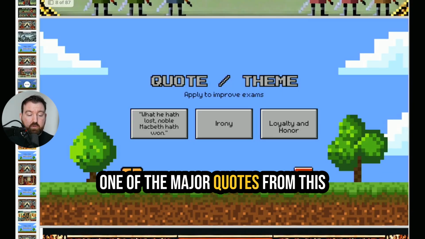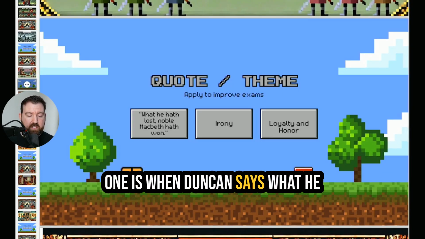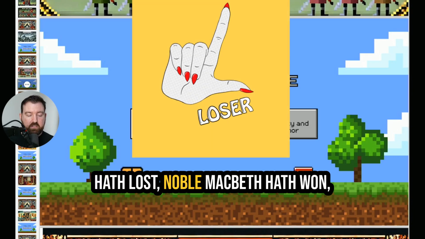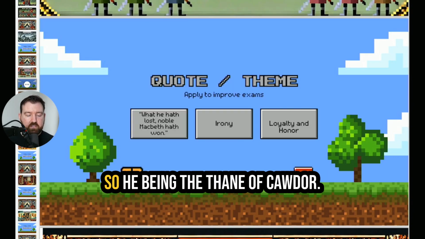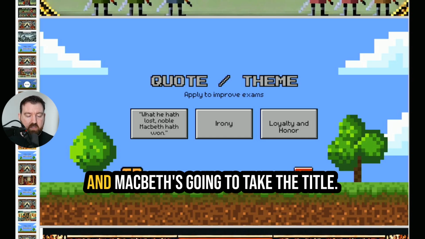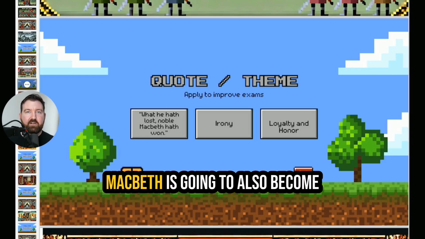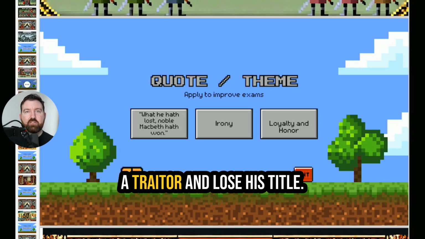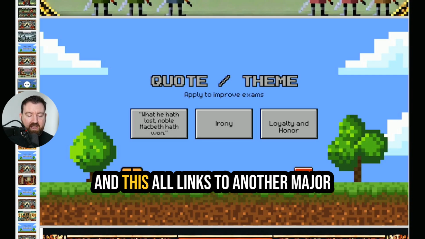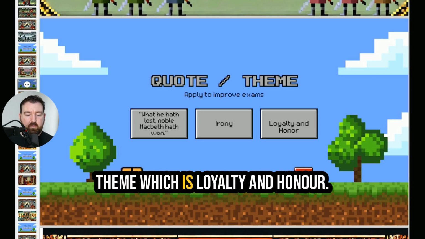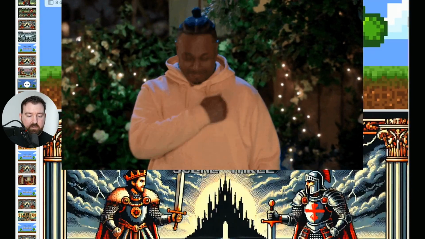One of the major quotes from this one is when Duncan says, "What he hath lost, noble Macbeth hath won." So he being the Thane of Cawdor. The Thane of Cawdor loses his title and Macbeth's going to take the title. It is quite ironic that eventually, obviously, we find out that Macbeth is going to also become a traitor and lose his title. And this all links to another major theme, which is loyalty and honour.